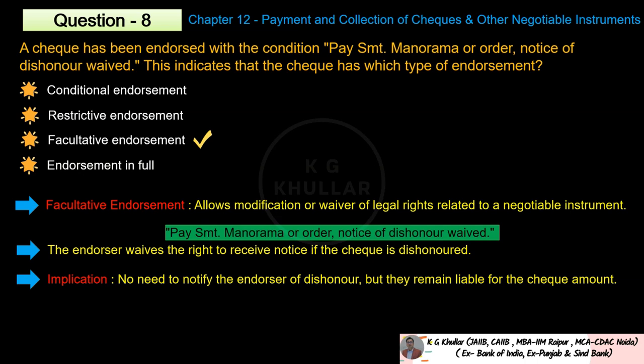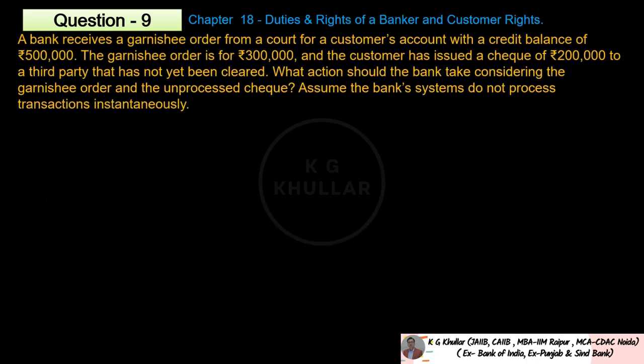The next question is from chapter 18, that is duties and rights of a banker and customer rights. And the question goes like this. A bank receives a garnishee order from a court for a customer's account with a credit balance of rupees 5 lakhs.